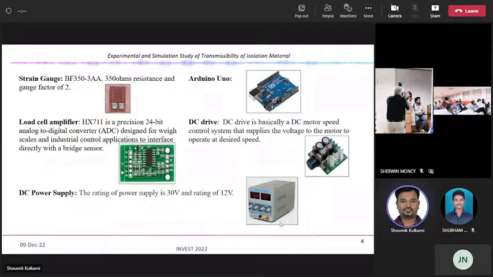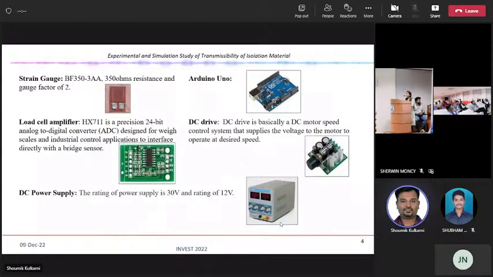For the measurement of the force transmissibility, we have used strain gauges. We have mounted the strain gauges on the wall of the C channel. For that purpose, we need bridge completion. So bridge completion is carried out with the help of a load cell amplifier.